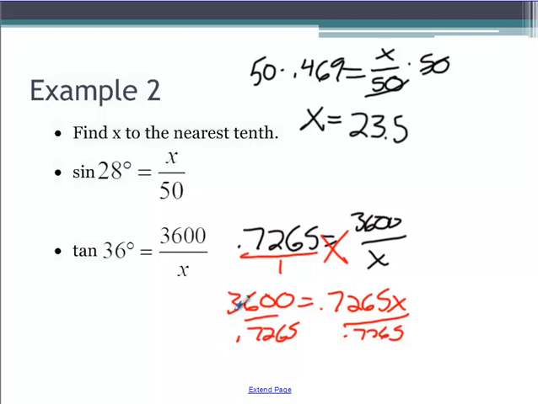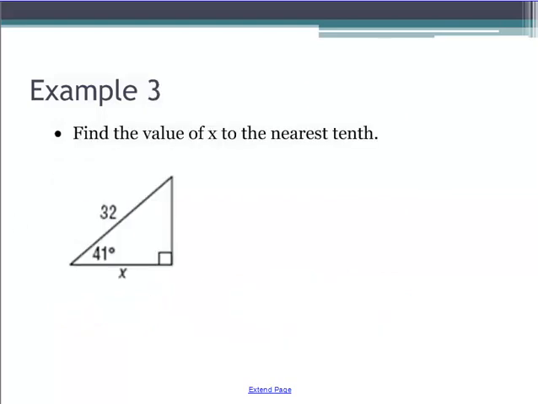Most of the calculators have an answer feature where you can just divide by the previous answer. Use that so you're more accurate, and you get that x is 4,954.97, so we have to round up to 4,955.0. You don't have to write the 0.0, but I just did anyway.